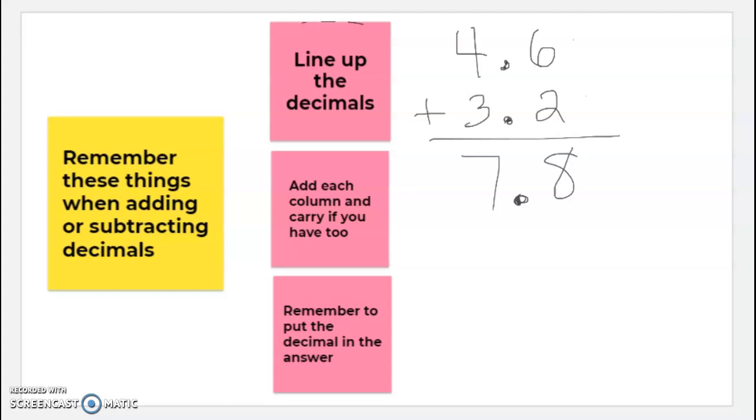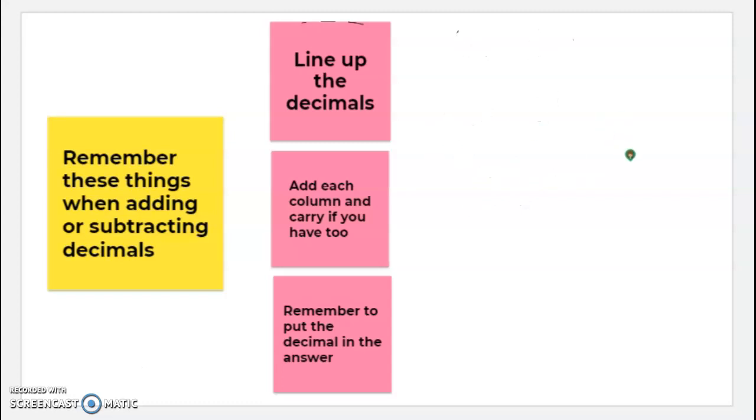Okay, so I'm going to erase this one. And we're going to do one more. This example is what happens if there are some numbers missing. So if I have 10.14 and I'm adding 2.6.